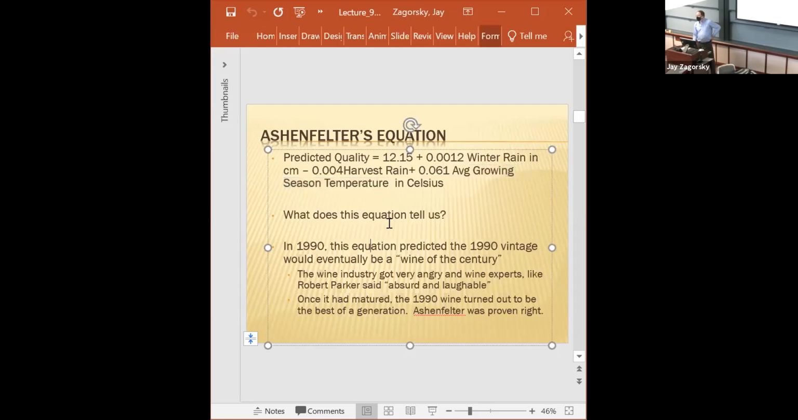And when he came out with the equation, he said that the 1990 wine would be the wine of the century. And everybody in the wine industry laughed. Robert Parker, the famous wine critic, said it was absurd. And Ashenfelter went out to France and he just bought a huge amount of 1990 wine, stuck it in his basement in Princeton, New Jersey. And 10 years later, what happened? It turned out to be the most expensive set of bottles around. Ashenfelter was sitting on a gold mine.